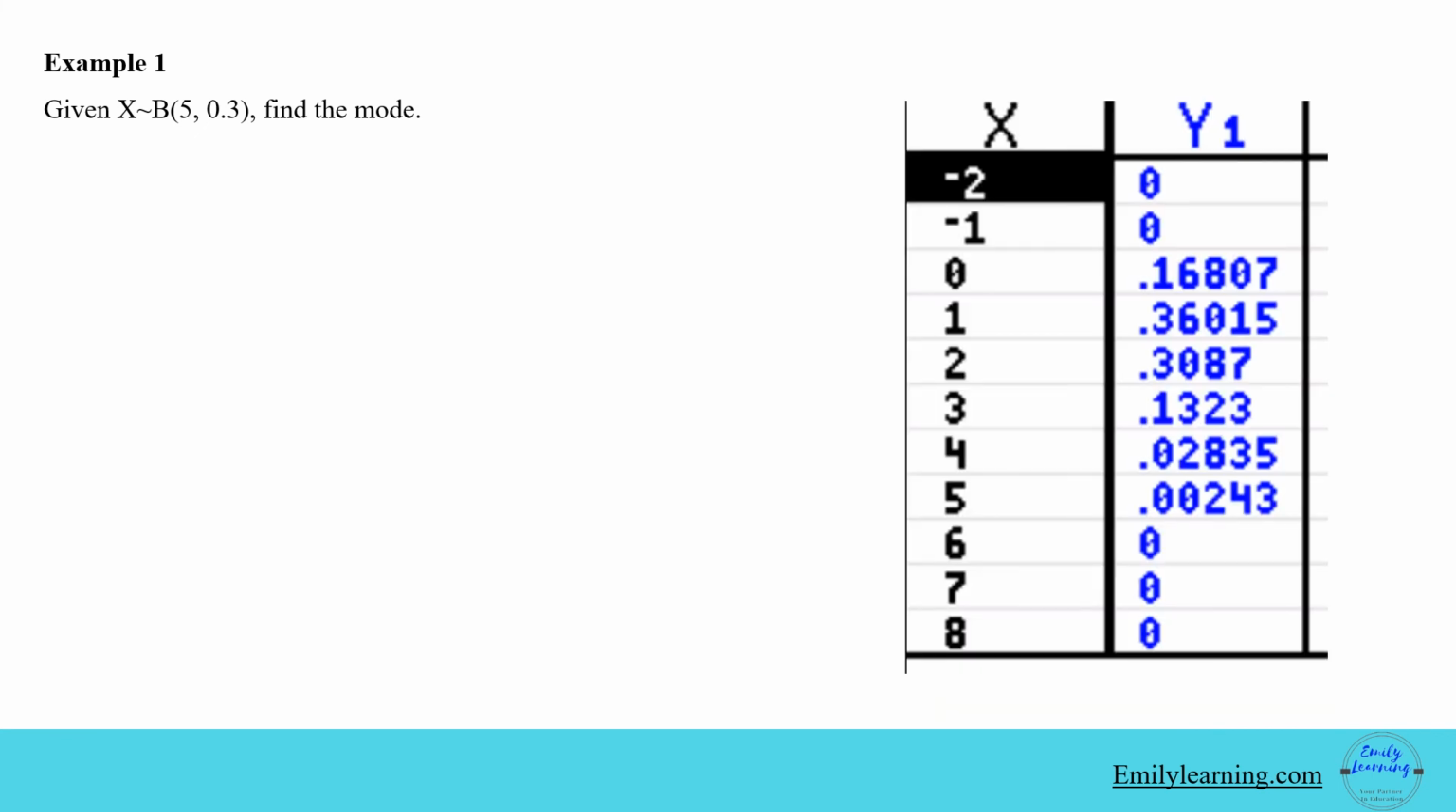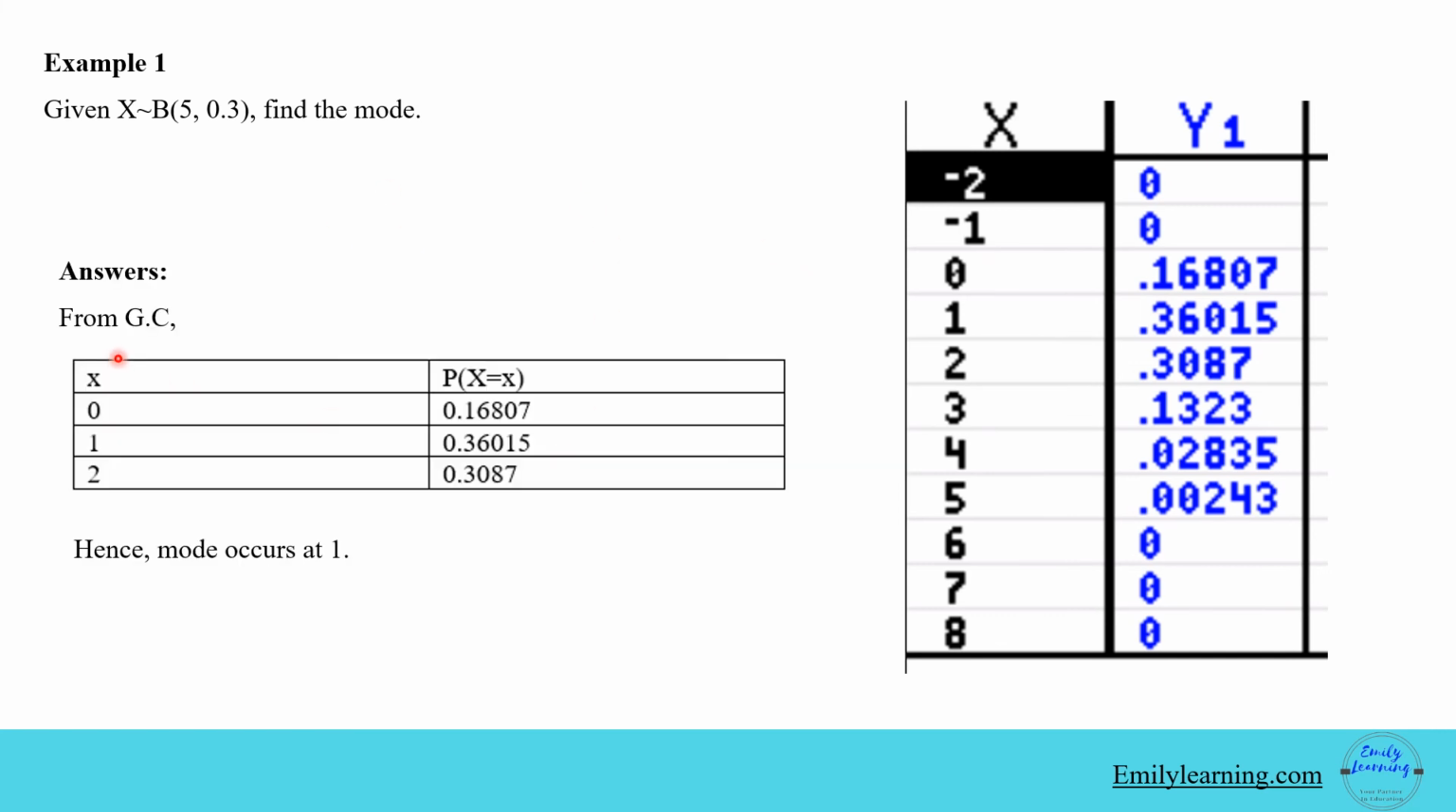So now that we have gotten these values from the graphic calculator, and we know that x equals to 1, how do you present your answer? Well, first you will need to draw a table. You first write from GC, then what we do not know is the x value, so you write x, then the other portion here is P of X equals to x.